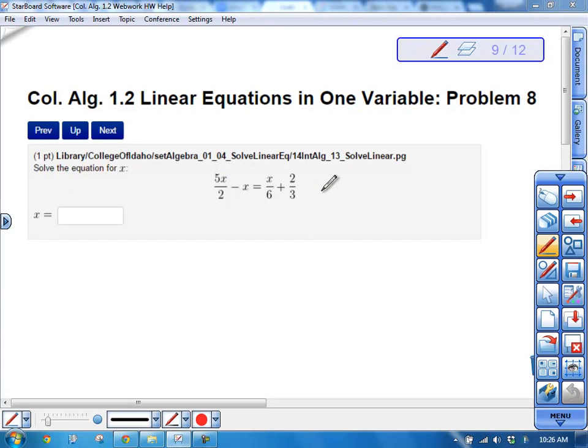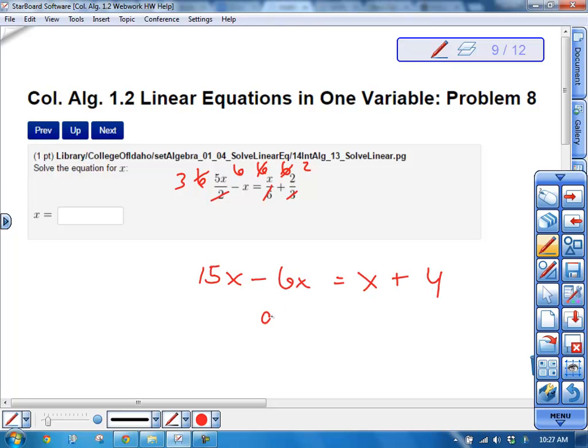All right, next equation we want to solve for x. We need to clear fractions. Whenever I have fractions in an equal sign, I always clear fractions. So I'm going to multiply through by 6 in this case, because that'll get rid of all the fractions. 2 goes into 6 3 times, so it'll be 3 times 5x, which is 15x, minus 6x equals, 6's cancel, and I'll have x. 3 goes into 6 twice, so 2 times 2, which is 4.